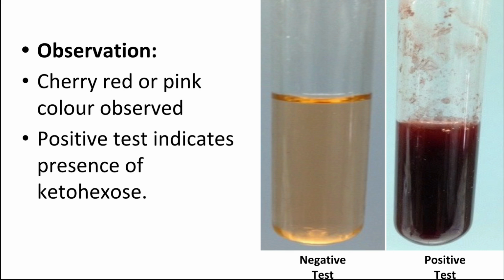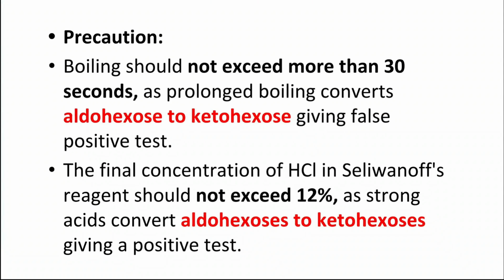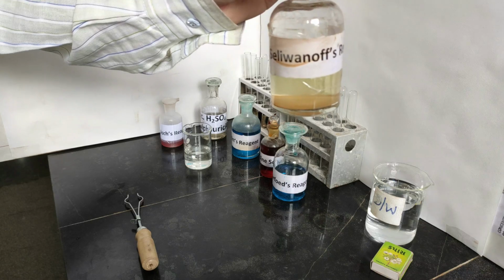Now there are some precautions to be taken. Your boiling should not exceed 30 seconds, otherwise aldohexoses get converted to ketoses and give false positive results. In your Seliwanoff reagent, HCl concentration should not exceed 12%, otherwise strong acid also converts aldohexoses to ketoses and that gives a false positive test. Now let's see how the test is performed.